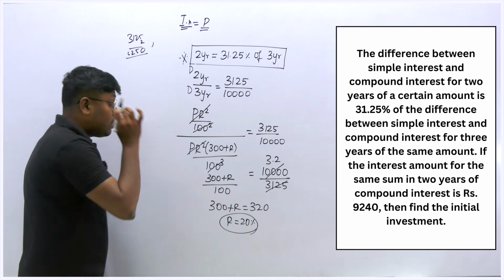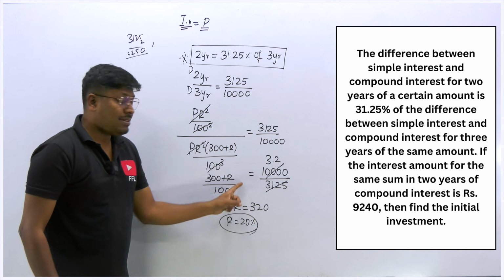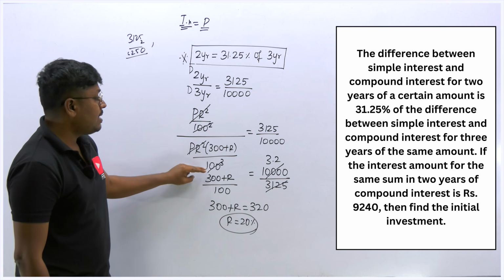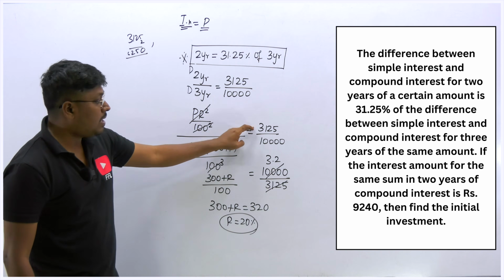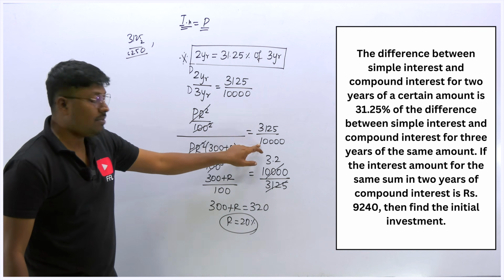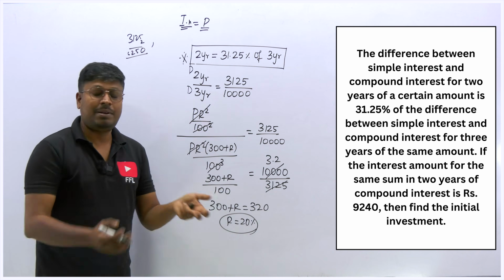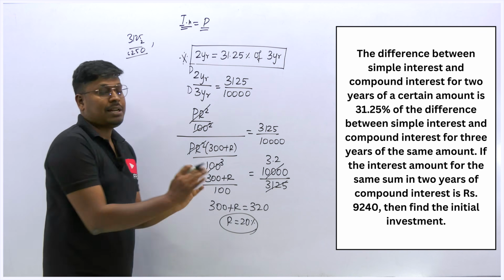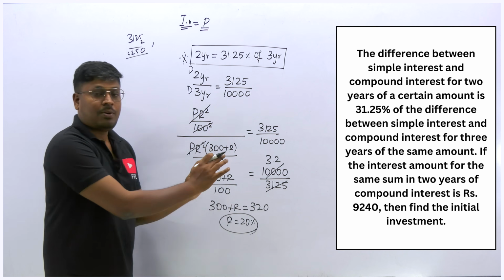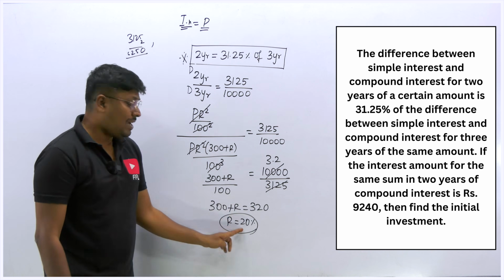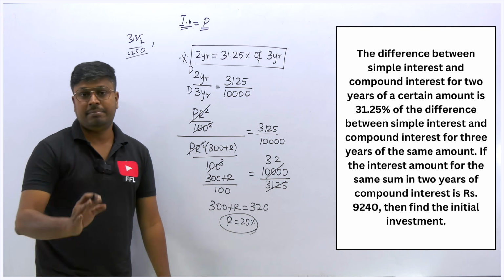So friends, understood or not what I did? If you can't understand how I wrote this, no issues. Just bring the 100 to the numerator. So 100 divided by 300 plus R. So here we have 3125 divided by 10,000. You can cancel here itself. But what I did is, I just reciprocal the number for easy calculation. You can keep the number normally also, and you will get the same answer as R is equal to 20%.